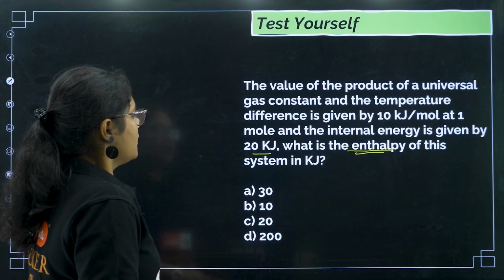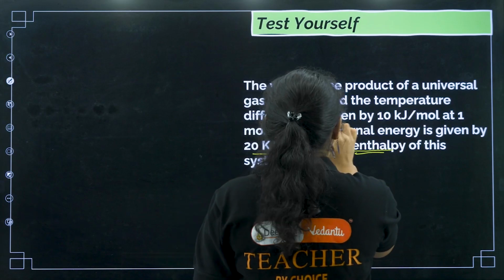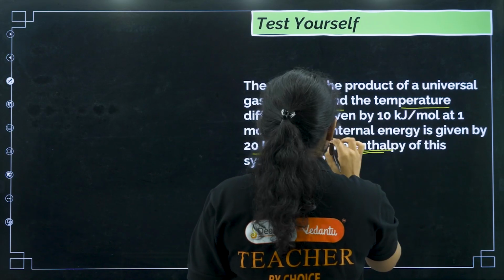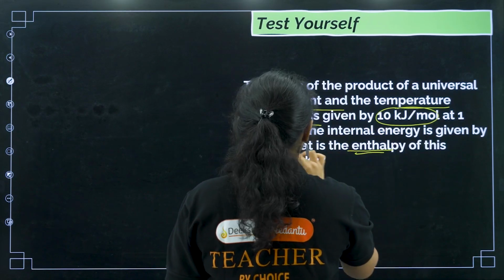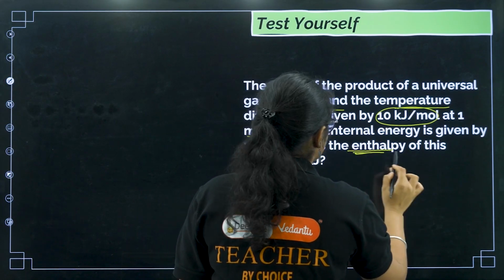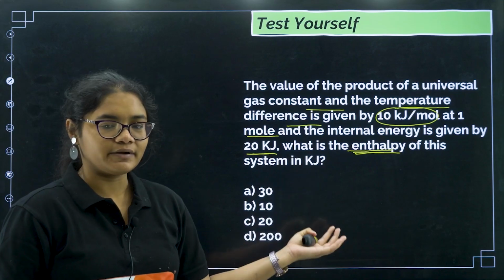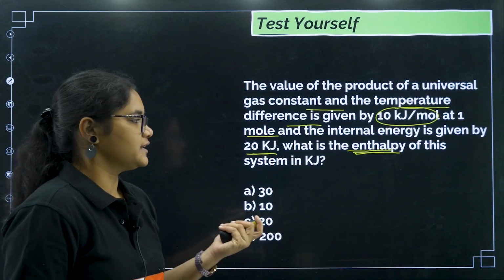Okay, here is a homework question for all of you. The value of the product of the universal gas constant and the temperature difference is given by 10 kilojoule per mole at 1 mole, and the internal energy is given by 20 kilojoule. You need to calculate the enthalpy of the system. So try this question, solve it and put the answer in the comment section.